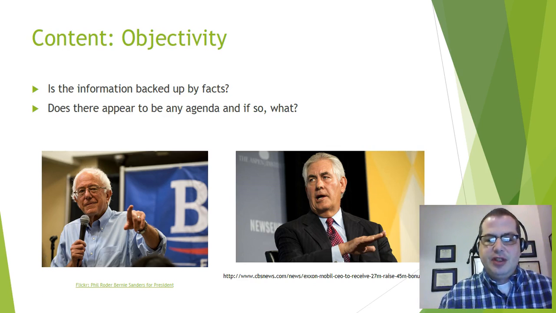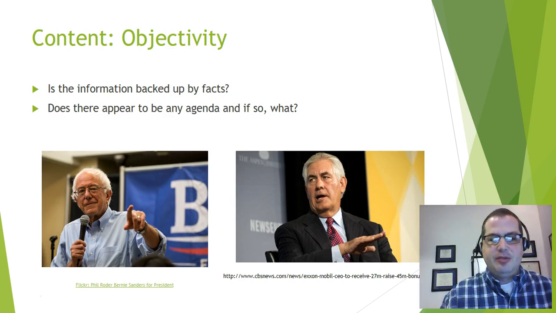Objectivity is a really critical point, and it's something that has come into the picture a lot more recently, as we have a splintering of news sources, and a lot of them are politically motivated. So this is, of course, pure politics here. We've got two politicians on the screen, and so is the information that they're sharing backed up by facts? That's really key. And then, does there appear to be an agenda, and if so, what?